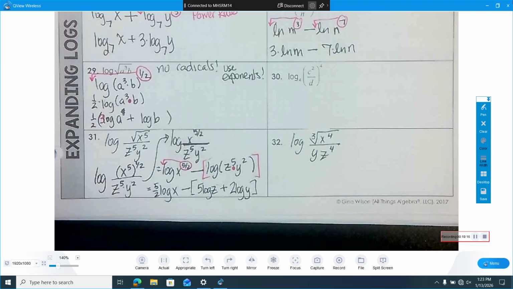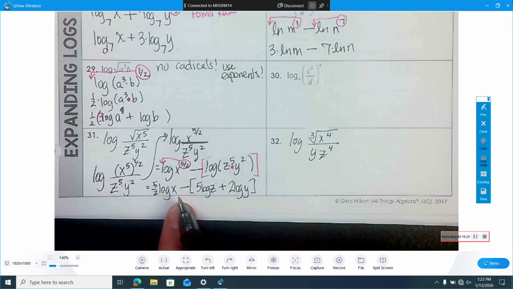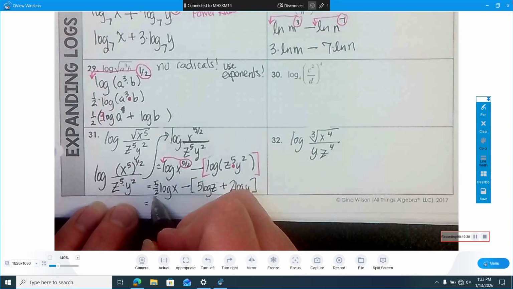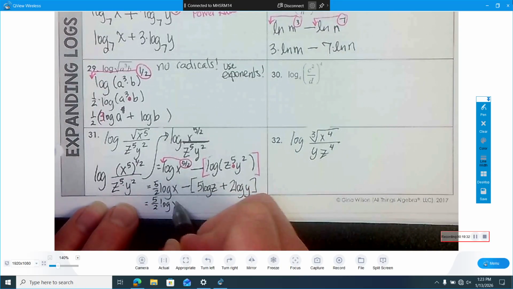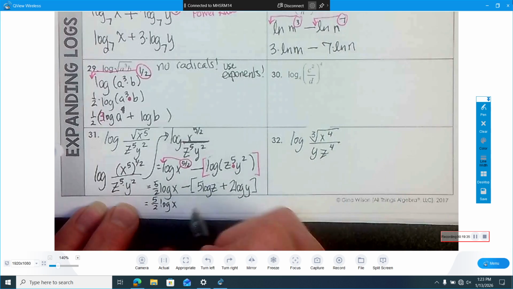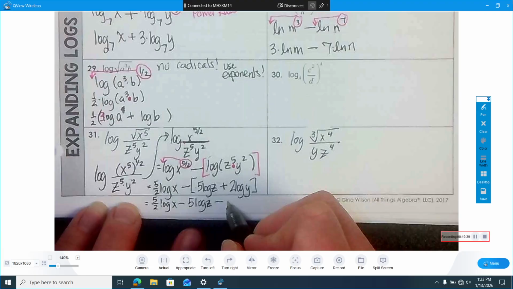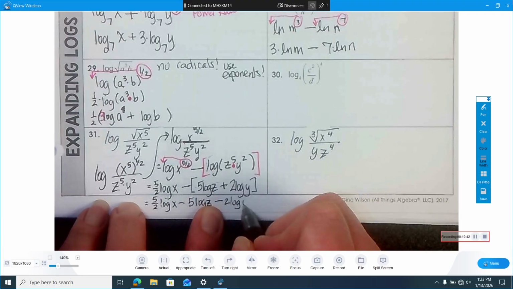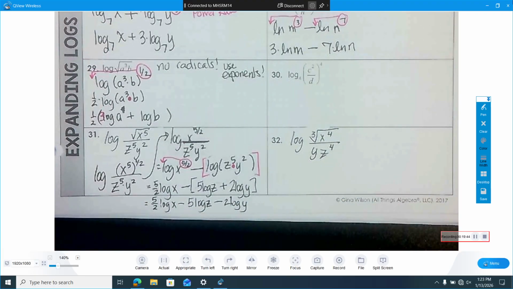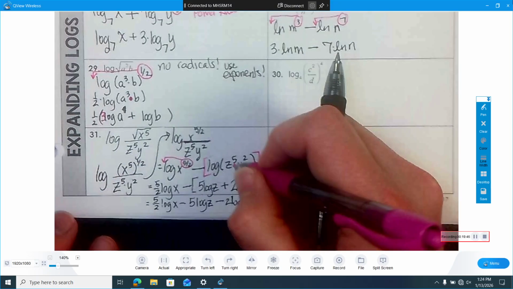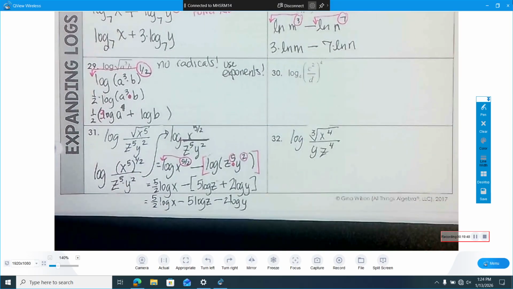Now, I am not sure what the directions say in Delta Math. I think this is pretty good, but if they want it fully expanded, they might want you to distribute your negative, in which case I'd have 5 over 2 log of x, and I'm going to distribute my negative, so it becomes minus 5 log z minus 2 log y. Okay, so my powers dropped as well on those powers of 5 and 2.